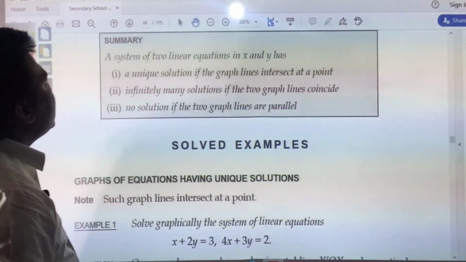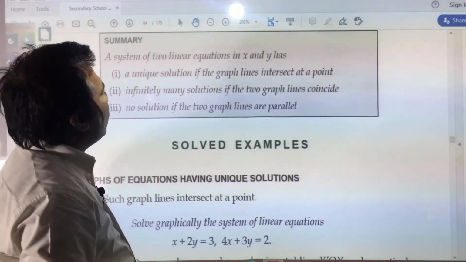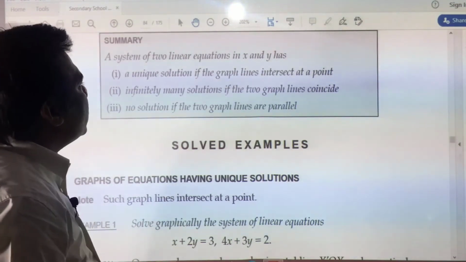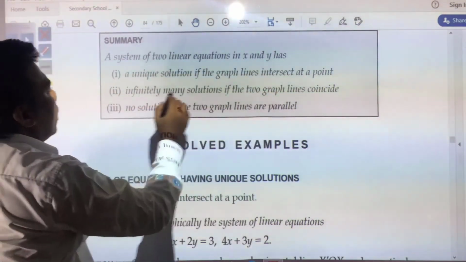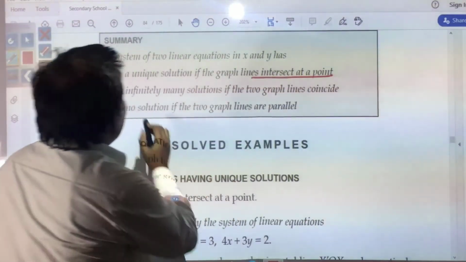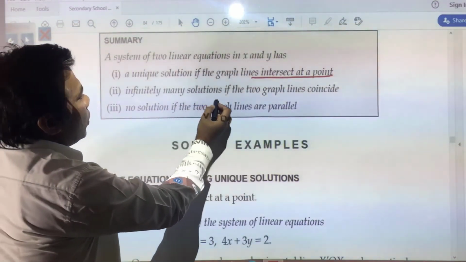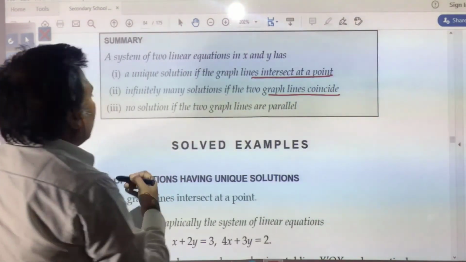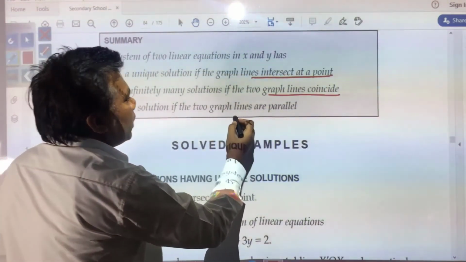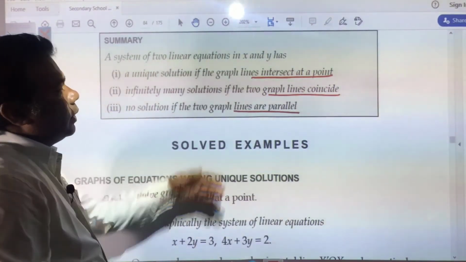Summary, you see, a system of two linear equations in x and y has a unique solution if the graph lines intersect at a point, infinitely many solutions if the two graph lines coincide, and no solution if the two graph lines are parallel. These things you need to remember.